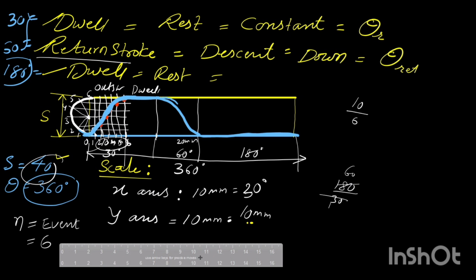Okay, so this is the angular rotation and this is the lift the follower can take. And in this way you have to draw the displacement diagram. So in the next video I will explain how to draw the cam profile. Thank you.